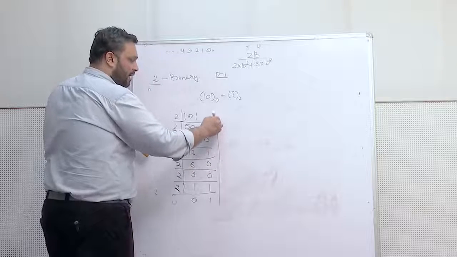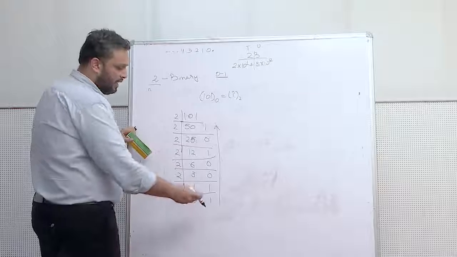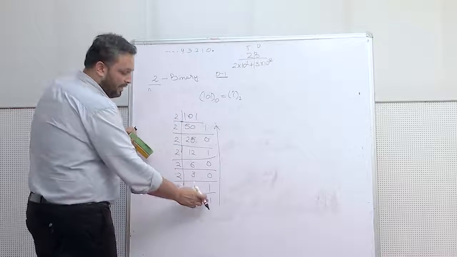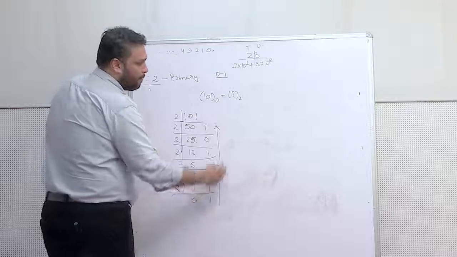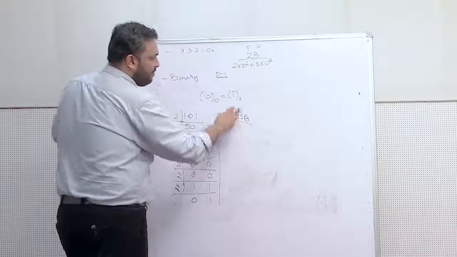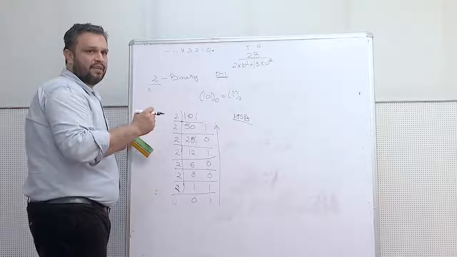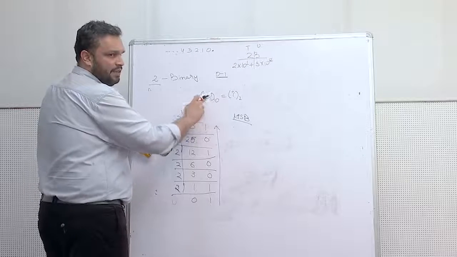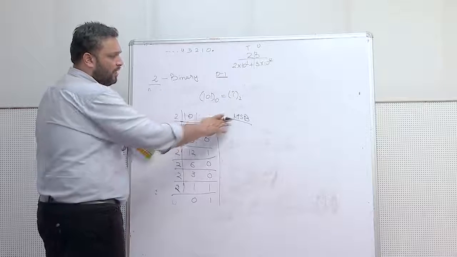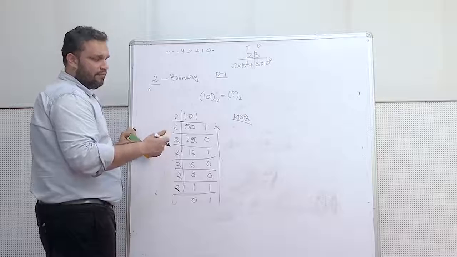Remember again that we have to collect the remainders, or the remainder digits, from the bottom. It is a bottom up collection. This is going to be your MSB. In case of decimal numbers, it was MSD, the most significant digit, or the LSD, the least significant digit. In case of binary number systems, it is going to be the MSB, or the most significant bit, or the LSB, or the least significant bit.